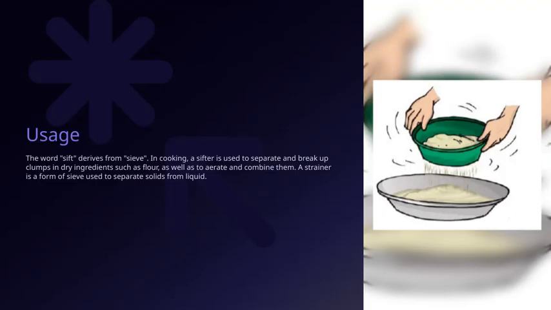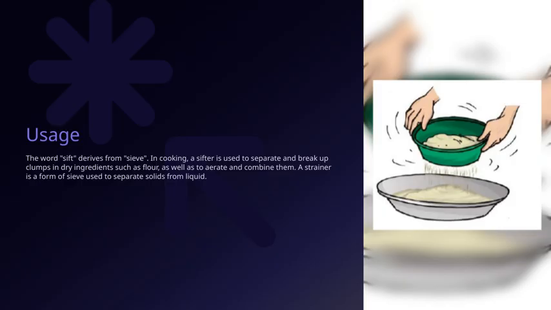Let's talk about the word sift and where it comes from. It actually derives from the word sieve. In the kitchen, a sifter is a handy tool used to break up clumps in dry ingredients like flour, making sure everything is nice and smooth. It also helps aerate the flour, which is important for achieving the right texture in baking. Additionally, a sifter can be used to combine ingredients evenly.